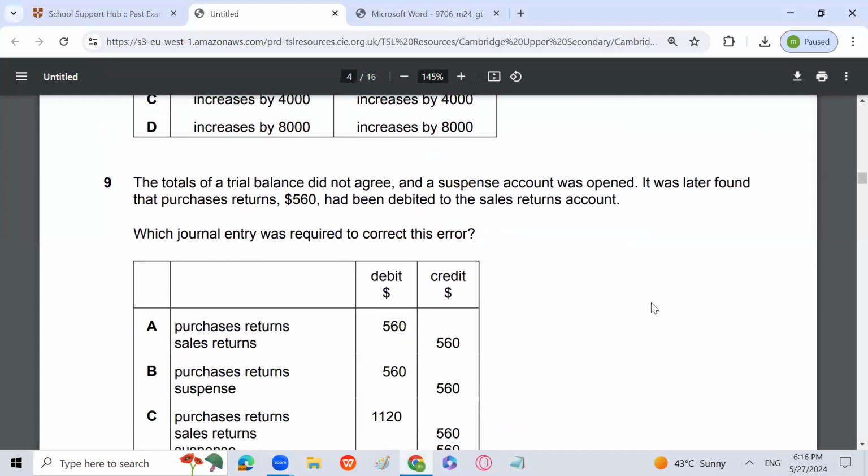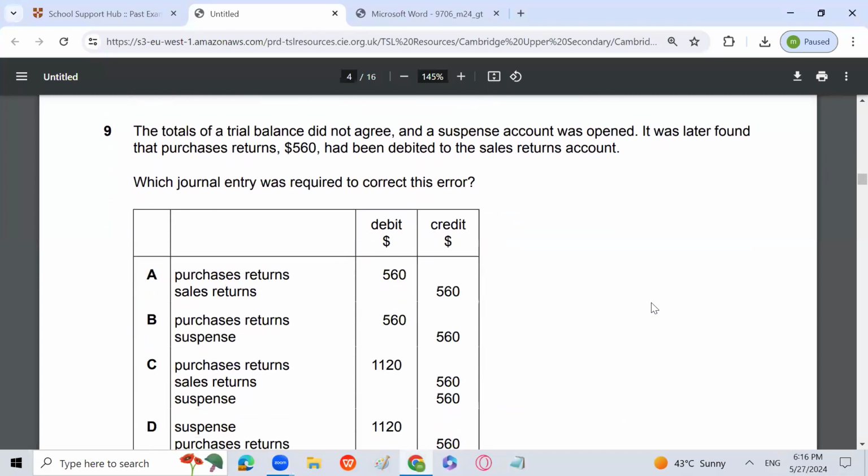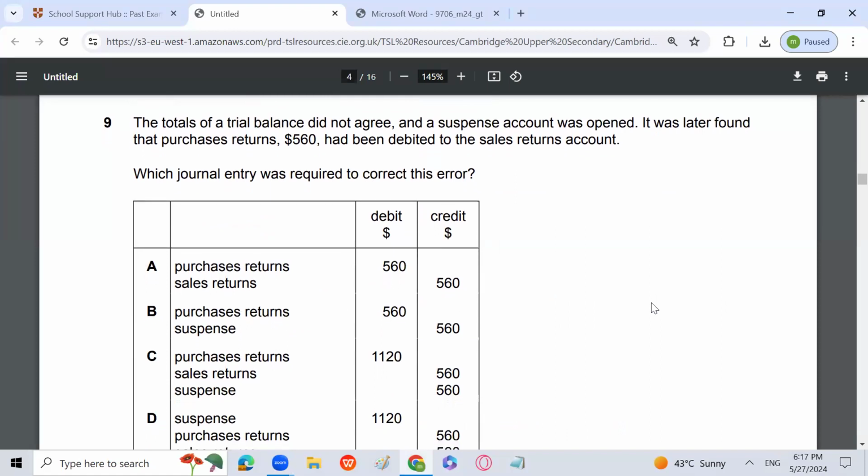Total of a trial balance did not agree and a suspense account was opened. It was later found that the purchase return 560 had been debited to sales return account. If you are not able to pass the entry, you won't be able to handle it properly. So trial balance does not agree and a suspense account was opened. So go for the entry. You have to credit purchase return, but instead of crediting purchase return, you have debited sales return.